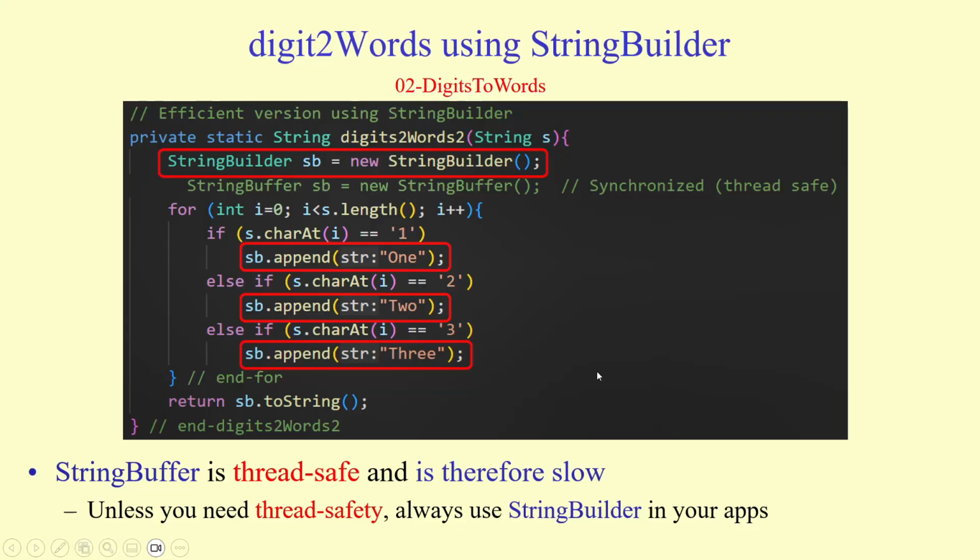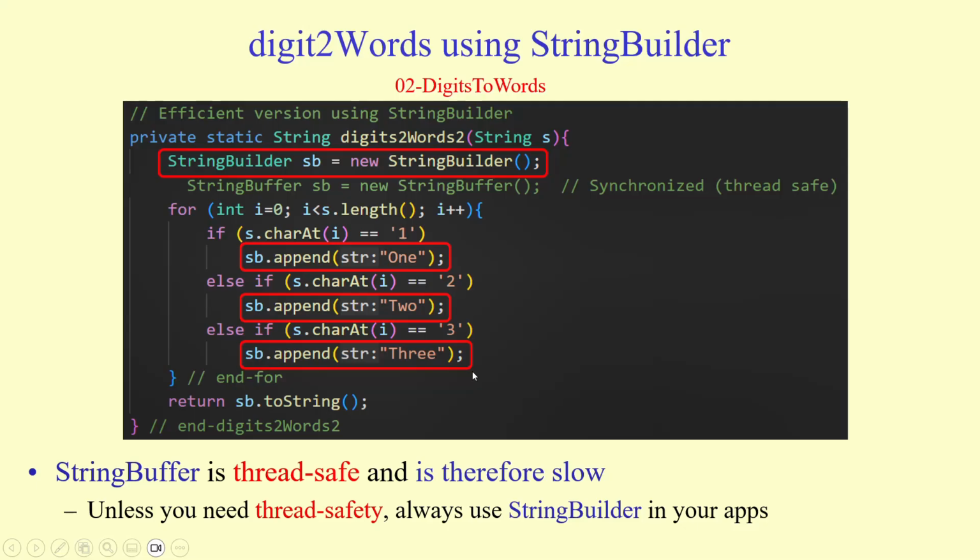We can now re-implement the previous problem using StringBuilder. Instead of creating an empty string at the beginning and then using the plus operator as we did in the previous example, which was very inefficient, this time we are creating a StringBuilder object and just calling StringBuilder.append. That means we are not creating an entirely new string now. We have a buffer, and we are just appending the word one, or two or three, to the end of this buffer. This is very efficient.